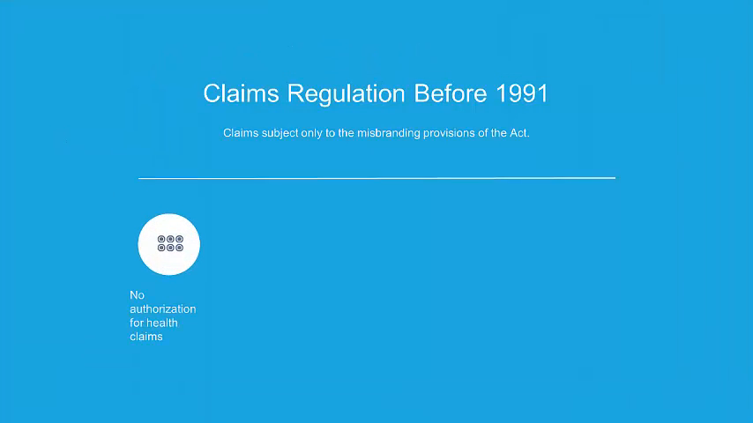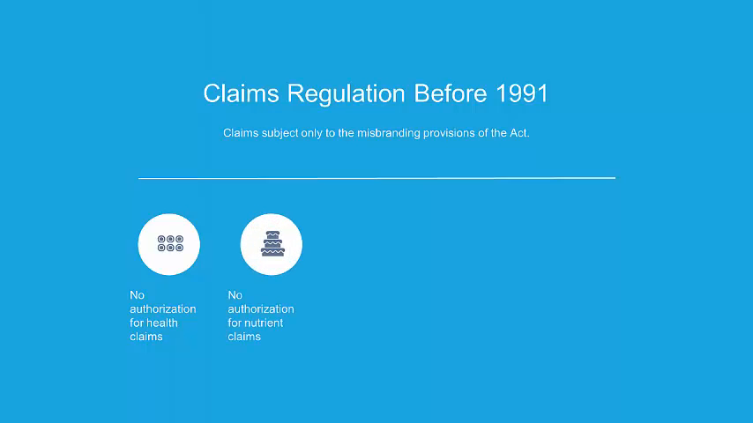Claims regulation before NELA 1990-1991 is real interesting to look at because everything came through the misbranding provisions of the Act. There was no authorization of any type of claims. We did not have a distinction about health claims, authorization for nutrient content claims, no discussion or guidance on structure function claims. Simply the question was, is the claim misleading? And that was no authorization, so again, all post-market.